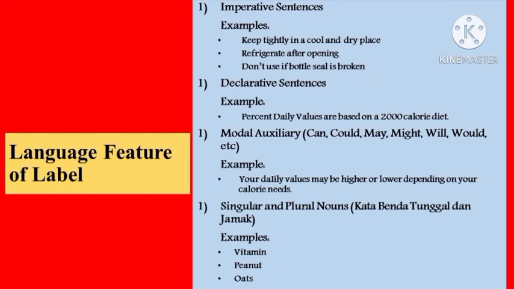Singular or plural noun. For example, vitamin, singular, without s. Peanut, without s, so it is singular. Oats, there is s, so it is plural. Okay, those are the language feature about label.